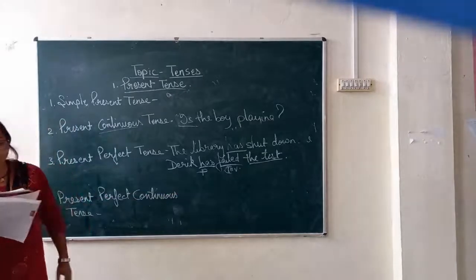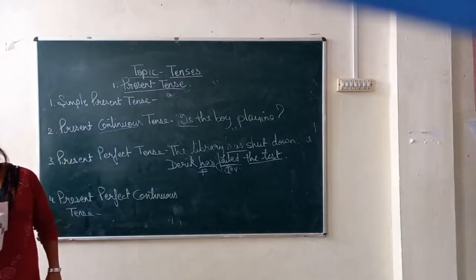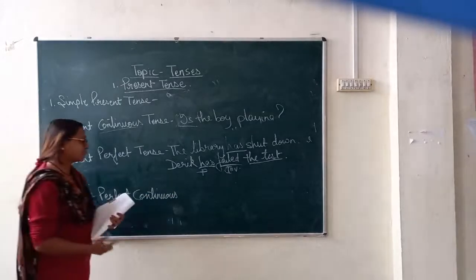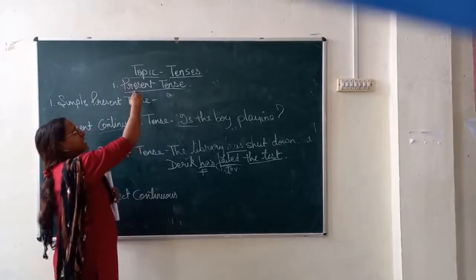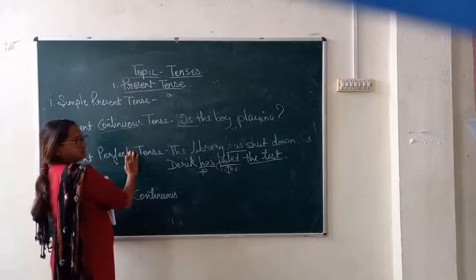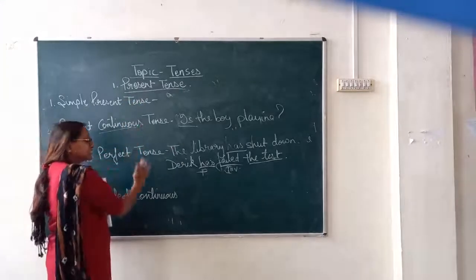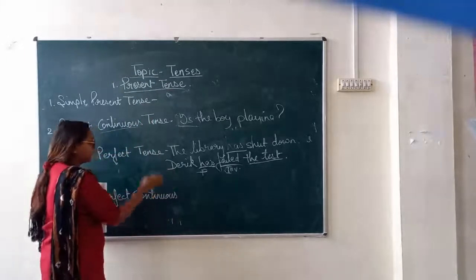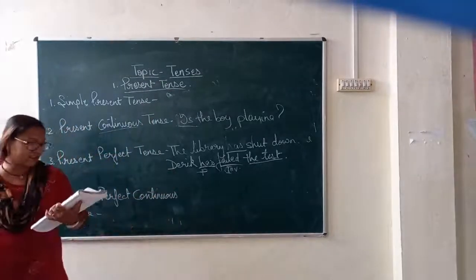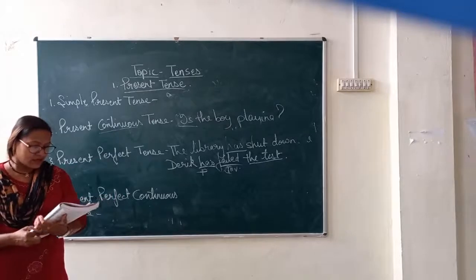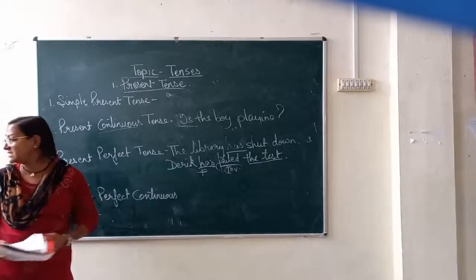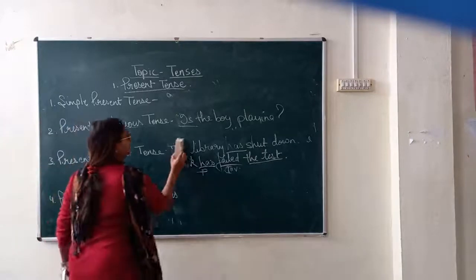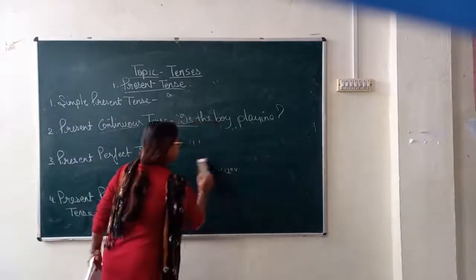Then, to denote an action beginning at some time in the past and continuing to the present moment. That means the action has taken place, like I have taught you this, right? But here I am still going on, the tenses are still going on. So this will be considered your present perfect tense. Now how to frame present perfect tense?